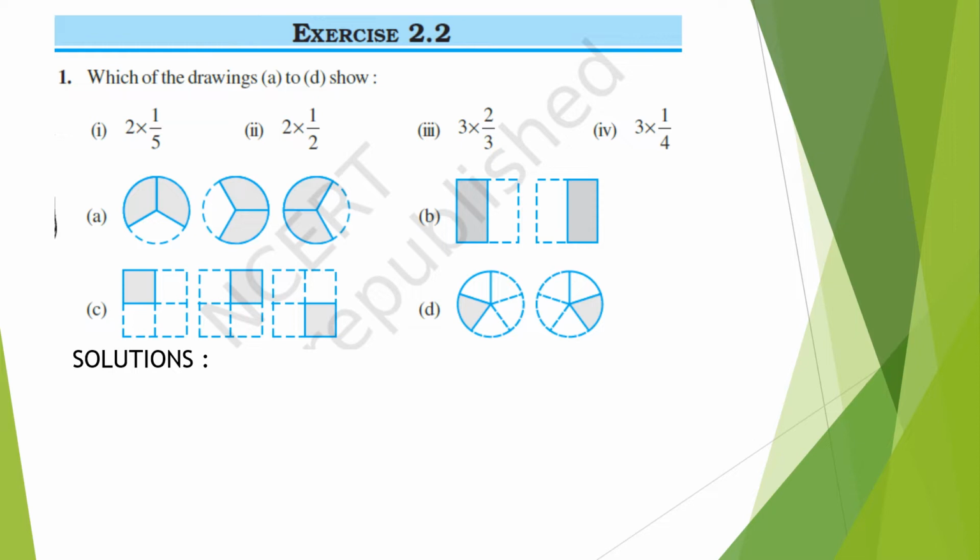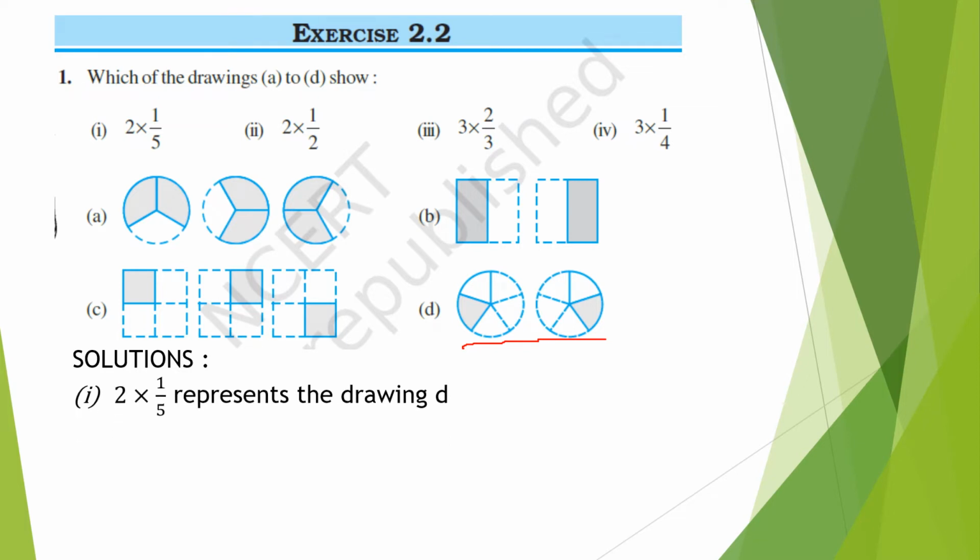For that, first we have to find the fraction which is represented by 1 by 5. Yes, here the circle is divided into 5 parts and one part is shaded. So it is 1 by 5. Such two circles are there. So 2 into 1 by 5. So the answer is D. 2 into 1 by 5 represents the picture D.